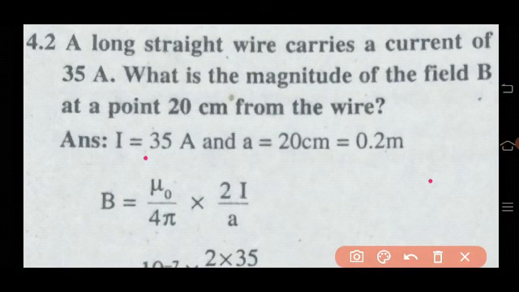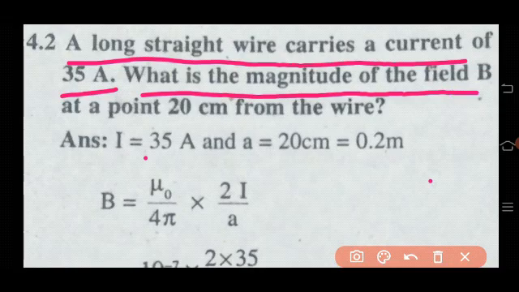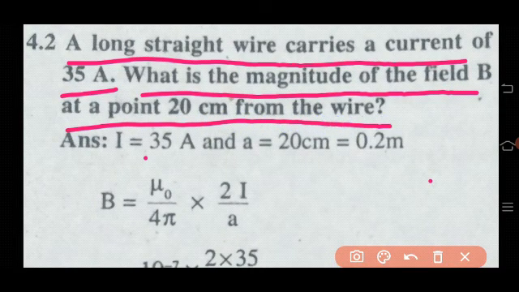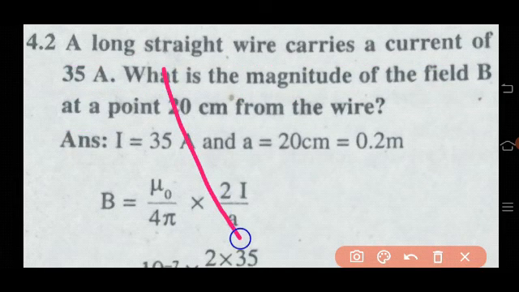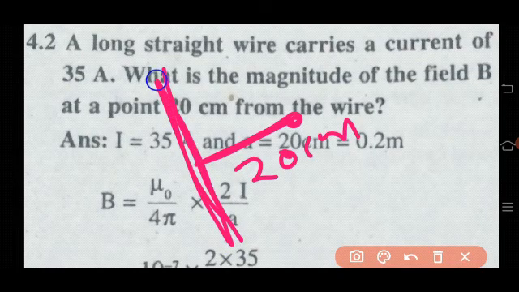Now let us consider question number 4.2. A long straight wire carries a current of 35 amps. What is the magnitude of the field B at 20 centimeter from the wire? In this problem, we have to consider a long straight wire and find the magnetic field from this wire at a distance of 20 centimeter.